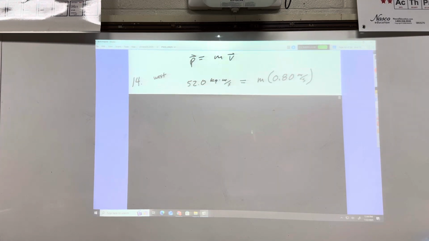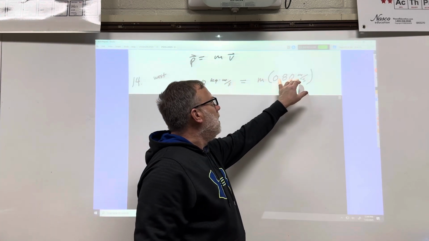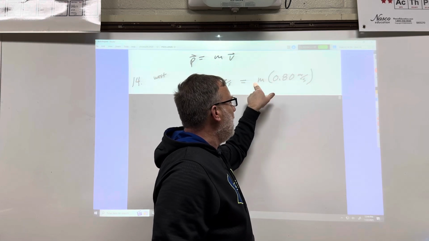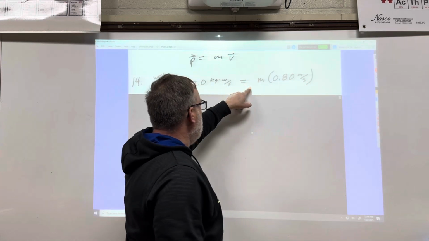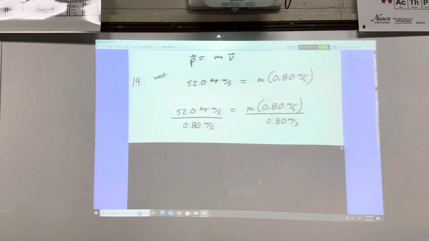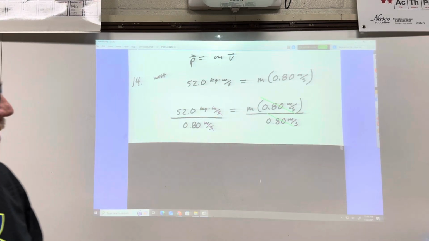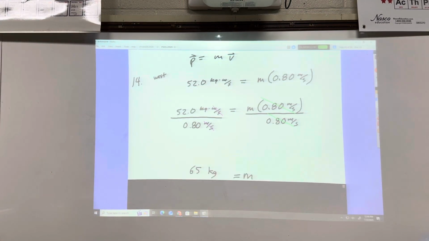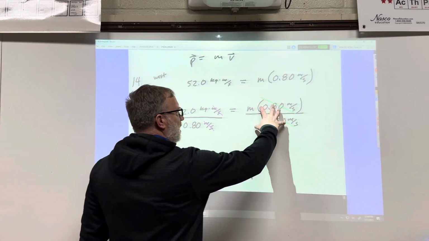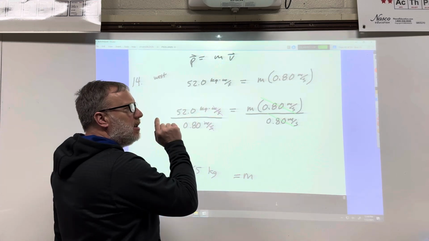Okay, so momentum is 52.0 kilograms times meters per second. Velocity is 0.8 meters per second. What's the mass? Well, we have to divide this side by 0.8, but to be equal, divide that side by 0.8. And when you do that, you're dividing by a number smaller than 1. This gets to be bigger. So it comes out to be 65 kilograms. Notice the units. Meters per second cancels with this meters per second, leaving just kilograms.